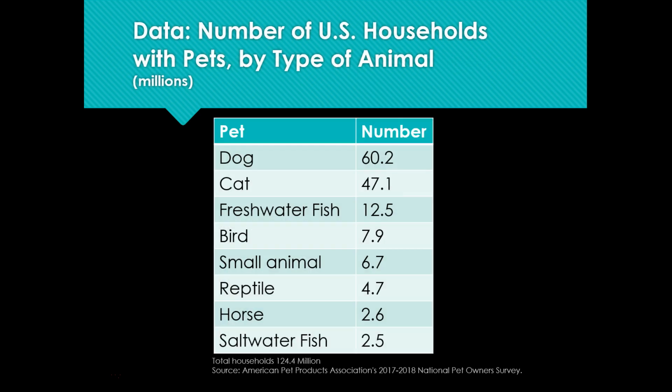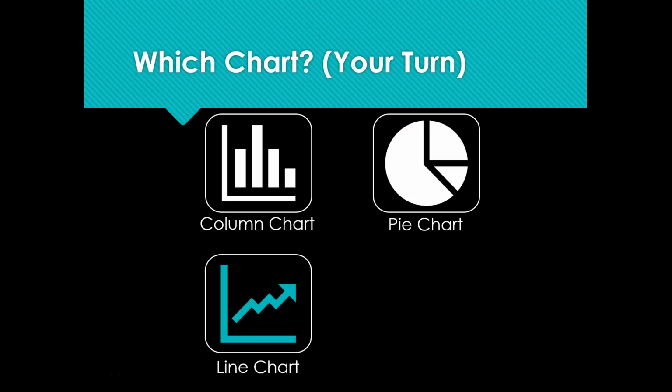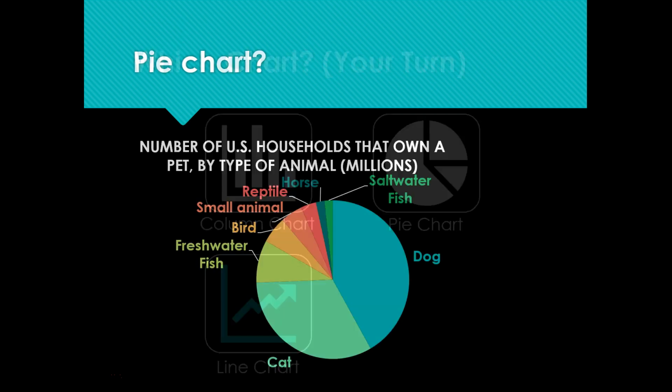So here's that data set again. Take a look at it and think, how would you show this data set? Which chart would you select? Would you use a column chart, a pie chart, or a line chart? Take a moment and think about it. Now, I did try all of those charts and then some.